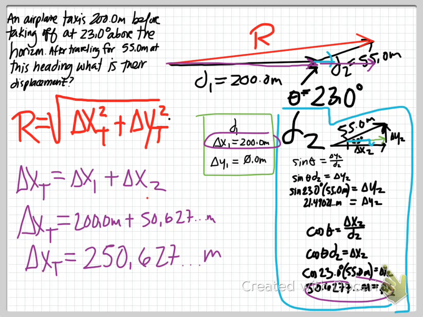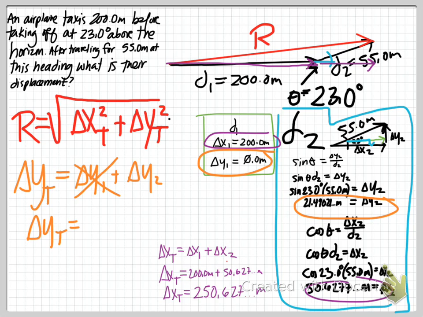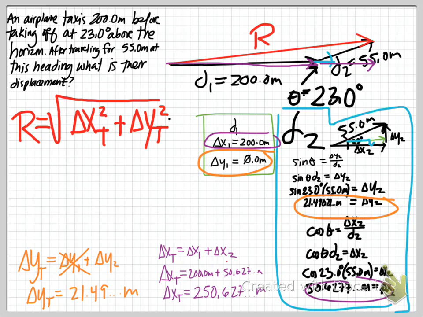Well, I also need to get delta y. So I know that my delta y total is going to equal delta y1 plus delta y2. Well, this one's really easy, because if you look at that, delta y1 is 0. So all of my y displacement happens in that second leg of travel. So I'm going to take this number, and delta y total is just simply equal to 21.49 blah blah blah meters. Okay, cool. I have my total x and y transit.